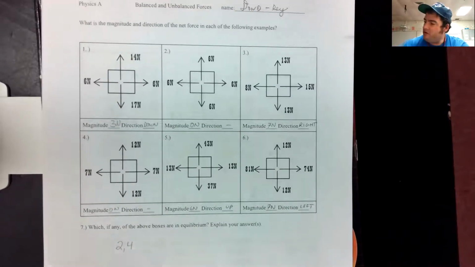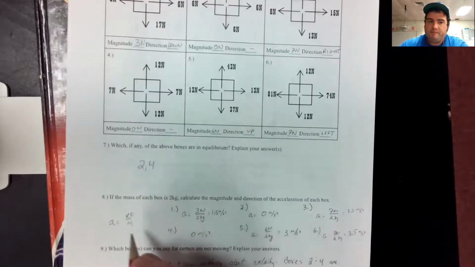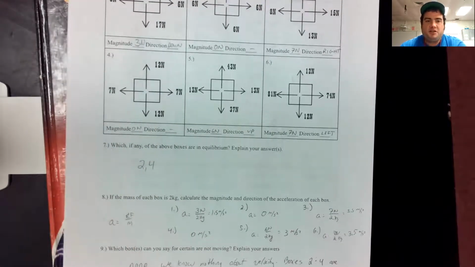Because we have the equation a equals sigma F over m, we can calculate an acceleration once we know a net force, sigma F. So you just plug in your net force that you calculated and you plug in the mass of the object, and you can get all of your accelerations.